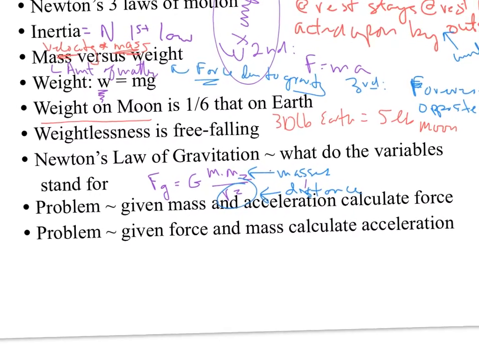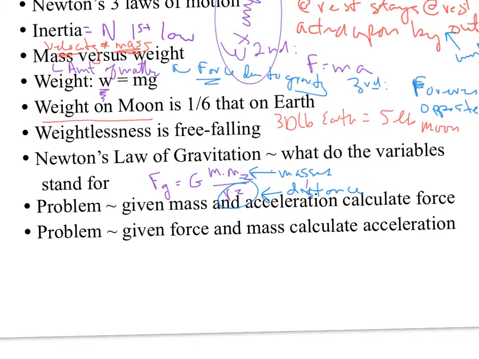So then we get to the couple of problems there. First one, given mass and acceleration, calculate force. So you're going to use Newton's second law, right? For this one, F is equal to ma. And for the next one, given force and mass, calculate acceleration, you use the same one. Don't forget your units, okay? They'll already be in the base units and everything, so that'll be good.